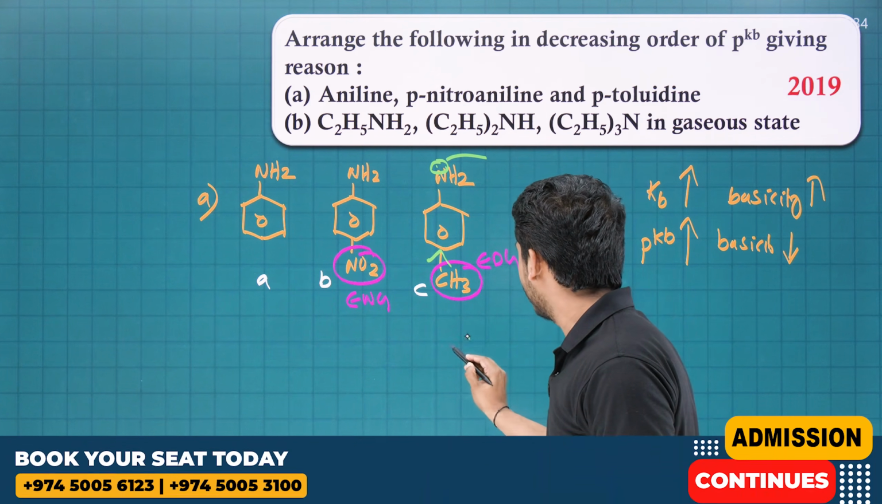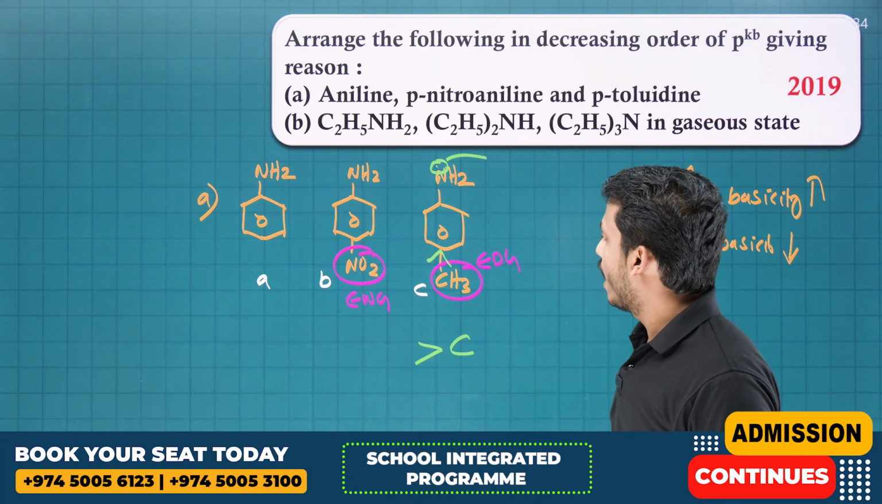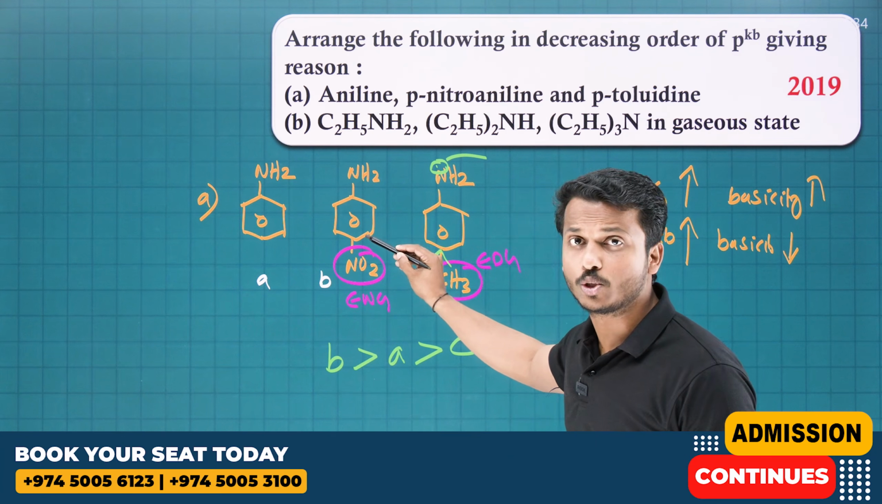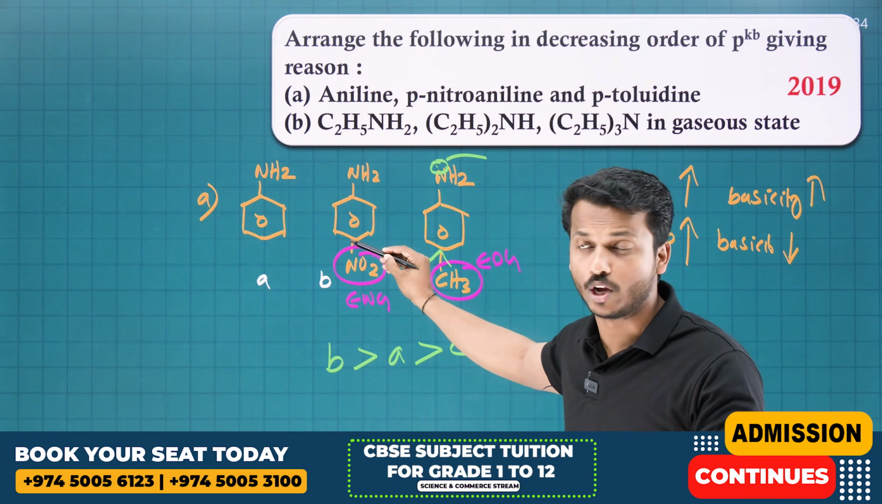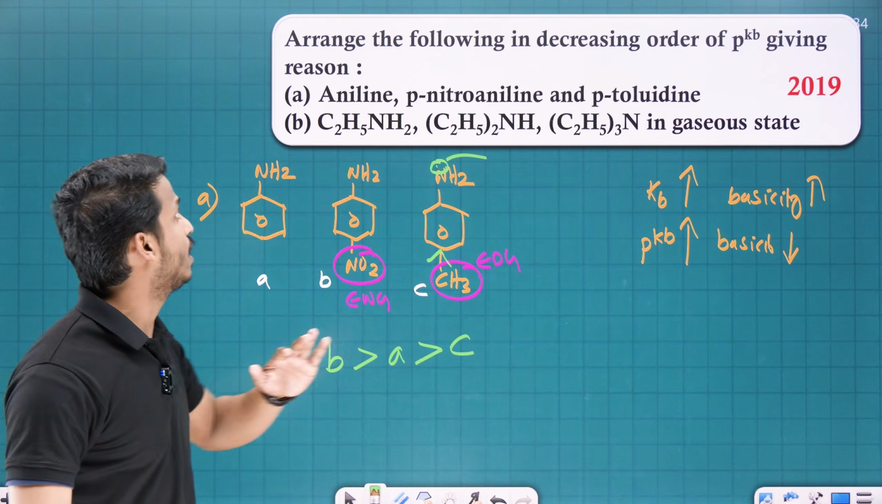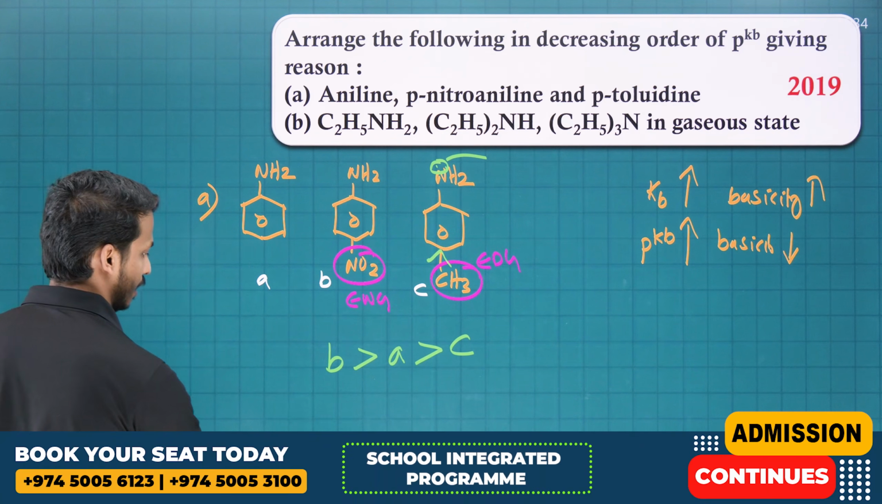So I can write C here. And next one, A. And the least basic is which one? The least basic is the one with the withdrawing group. Least basic means more pKb. So they are asking the decreasing order of pKb, and we can write it like this.